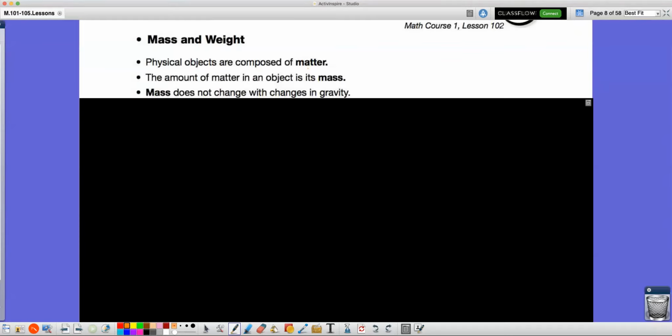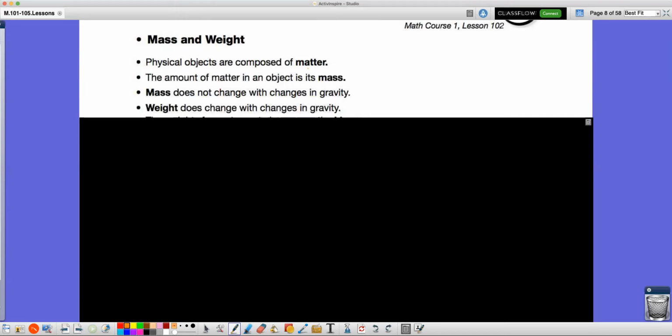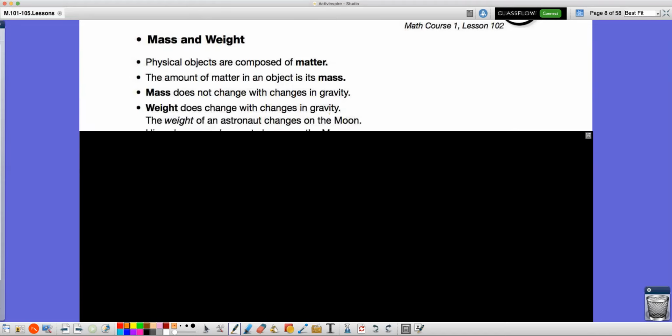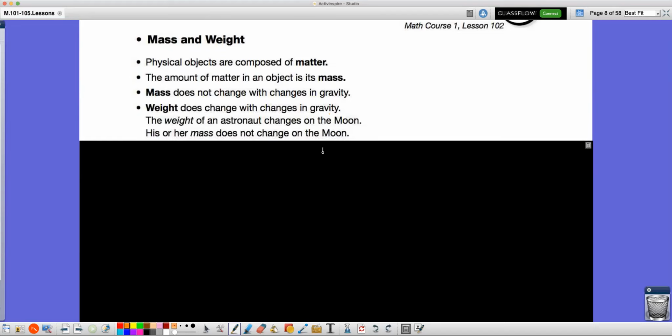Mass does not change with changes in gravity. So it doesn't matter where you are, on the moon or the earth, the mass stays the same. The weight may be different. Weight does change with changes in gravity. The weight of an astronaut will change on the moon. His or her mass does not change on the moon.